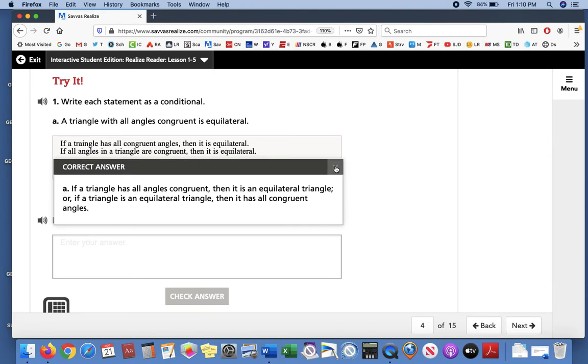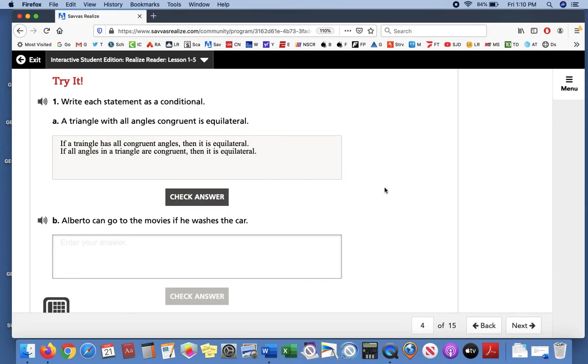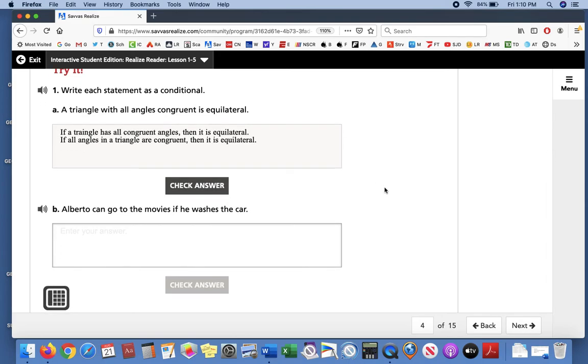That's up to the teacher, I guess, to decide. So hopefully you write it in a way that they like. Let's try this next one. Push pause if you haven't had a chance to think about it yet.